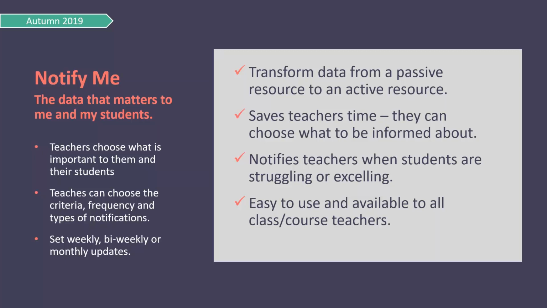It would be great if they could just choose what they wanted to be informed about, and then get, for instance, a weekly or another summary. So what we're trying to do is transform this report from a passive resource to an active resource. We want to save tutors and educators and teachers time. We want them to choose what they want to be informed about. We want to notify them when, for instance, students are struggling or maybe excelling, and they can then take action. And we want this to be easy to use and available to everybody.